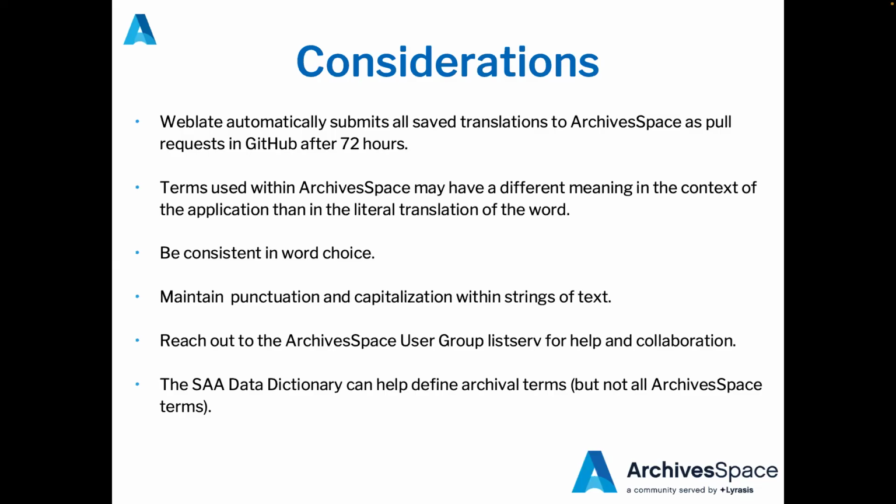As you're providing translations, just a few things to keep in mind. Understand the ArchivesSpace specific definition of the words you're translating and make sure that you're consistent in how you apply that. Terms used within ArchivesSpace may have a different meaning in the context of the application than in the literal translation of the word. For example, archival object records within a resource record have what's described as a parent, child, and sibling relationship to one another. And that's terminology that implies a level of hierarchy for each component record, not a literal familial relationship.